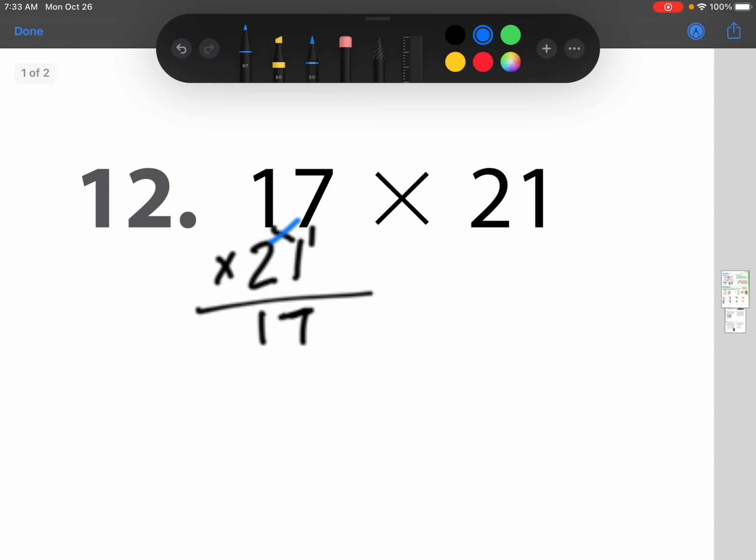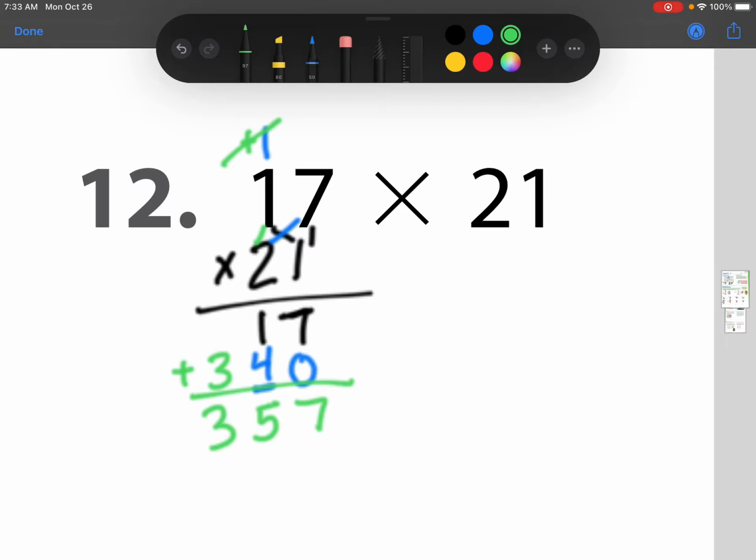2 times 7, but it's not just 2, it's 20. So I put that 0 down so I can start in the tens place value. Now I can put the 4 down from 14 and regroup that one. And then I have 2 times 1 is 2, plus 1 is 3. So what do I get when I add them up? I get 357.